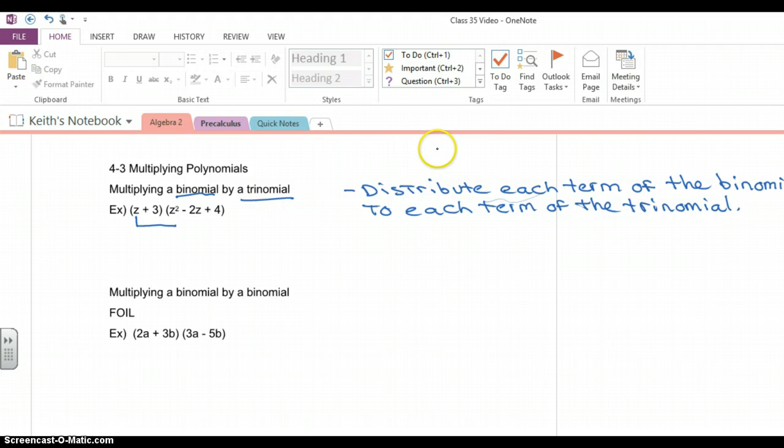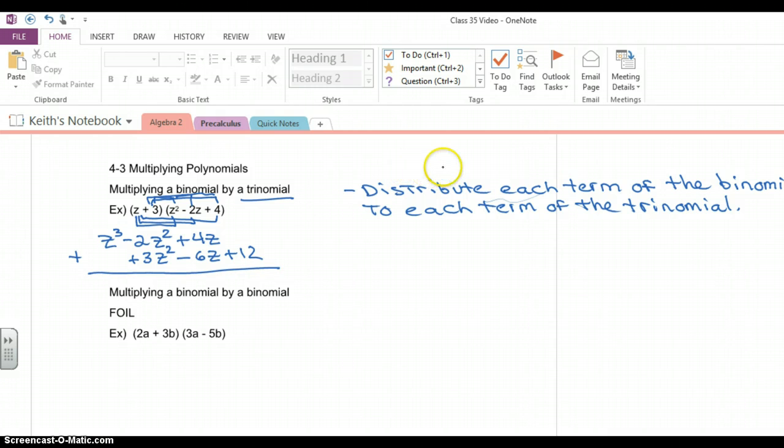So here we go, z times z squared, and we get z to the third. Z times negative 2z, so negative 2z squared. And z times 4 gives us 4z. Then we do the same thing with the 3. So 3 times z squared is positive 3z squared. And notice I line up the like terms. 3 times negative 2z is negative 6z. And 3 times 4 is 12.